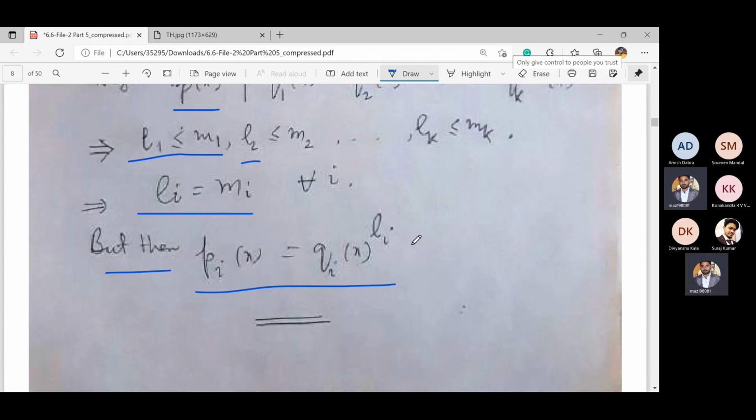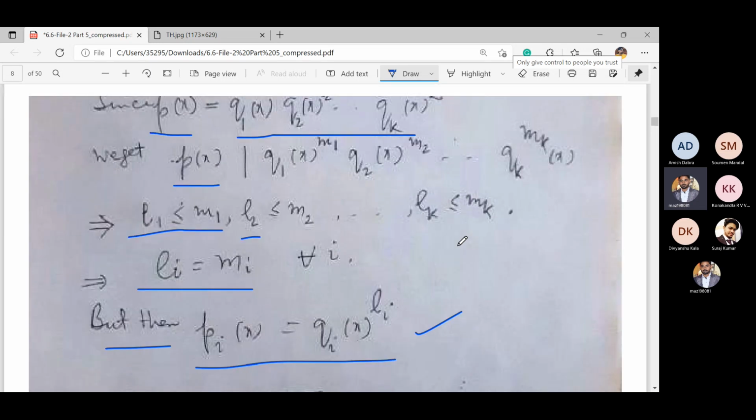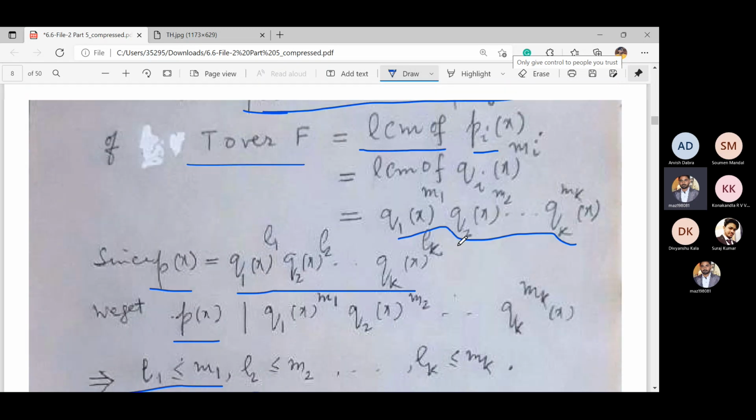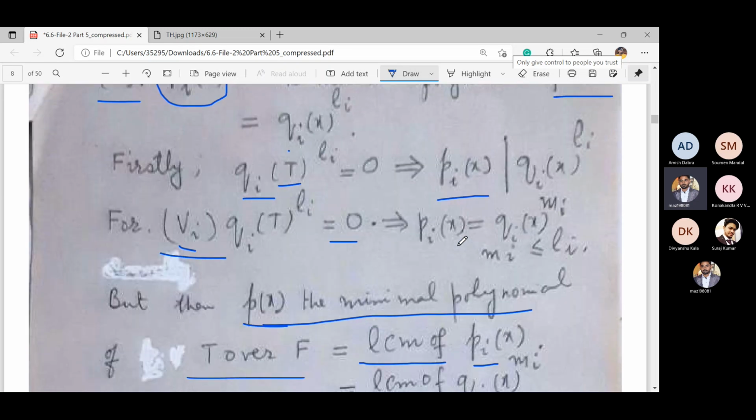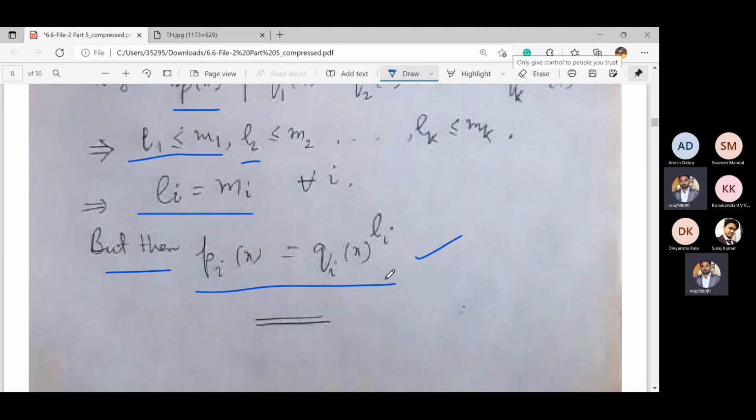Is it clear or not? How will this imply this one? Any doubt? Anything? Okay, so if there is no doubt, it's okay. We have proved that l_i equals m_i.